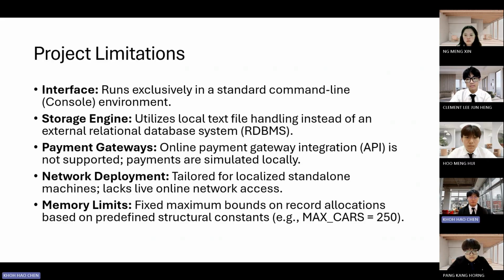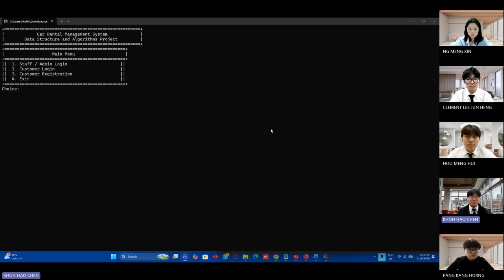So we'll start to demo the system. This is our car rental management system main menu page. The customer and the staff have four options to choose from. The staff can choose the first option to log in. The customer can choose option 2 or option 3 to log in or register. The fourth one is exit, so they can exit the system.